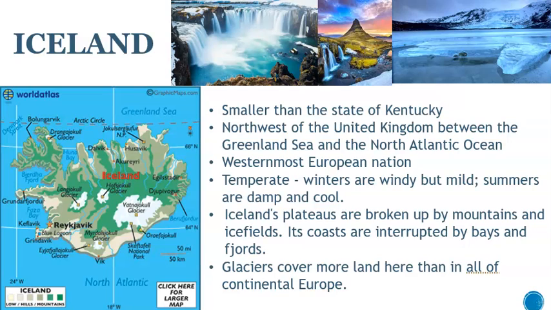Iceland's plateaus are broken up by mountains and ice fields. Its coasts are interrupted by bays and fjords. Make sure that you look up the video on fjords to get a better understanding of how they are created and how they make up the geography of Iceland. Glaciers cover more land in Iceland than in all of continental Europe.